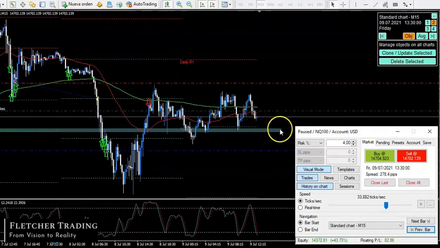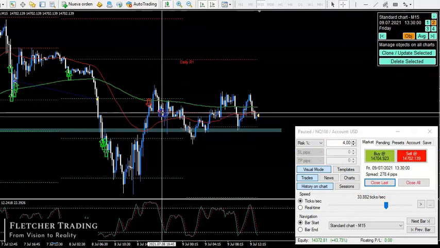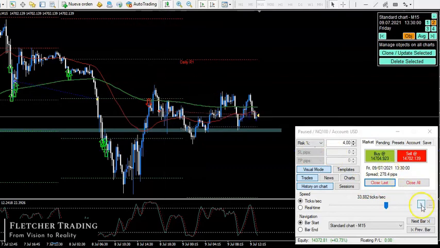So price appears to be holding above this support level, doesn't look like it's going to break below it, so I'm just going to close this out for a break-even trade. So I'm just going to click close last, and we've got a break-even. So let's continue and see what happens.